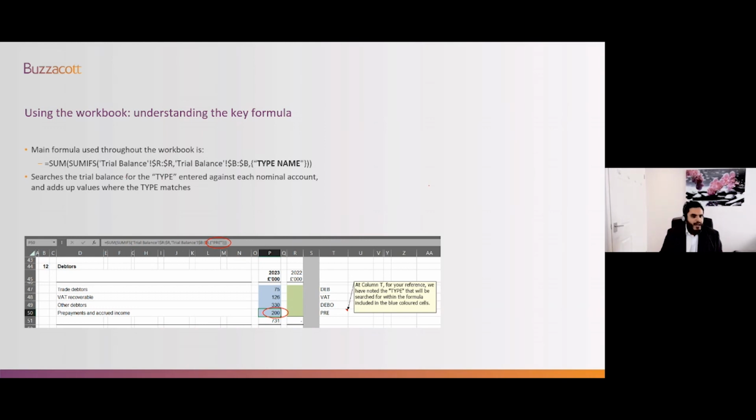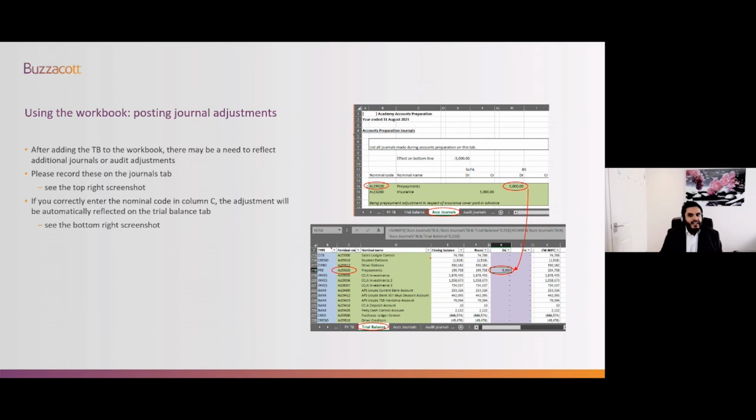On the next slide, I mentioned earlier that there may be a need to make further adjustments to the numbers after the accounts work or the audit work has begun. Any such adjustments should be recorded in either the Accounts Journal tab or the Audit Journals tab, depending on whether the adjustment was identified during the accounts preparation phase or during the audit phase. So say, for example, we determined during the preparation phase that an insurance prepayment of £5,000 had been missed. You can see on the top right-hand screenshot the details of the necessary correcting journal that will be needed to make the correction.